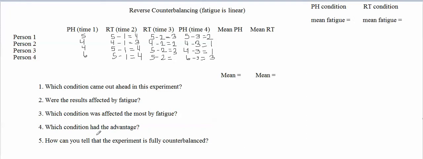How can you tell that it's fully counterbalanced? Well, it's because each person gets one order and the other order. So every person experiences the two orders one time each. Let's look at the next page.